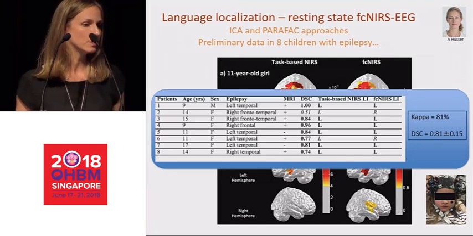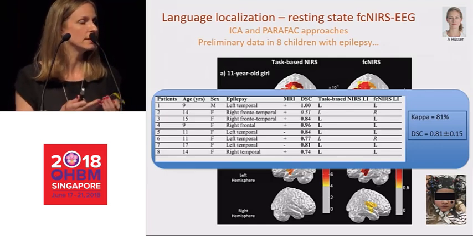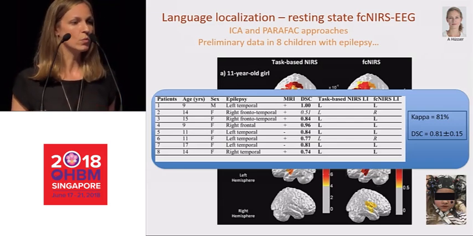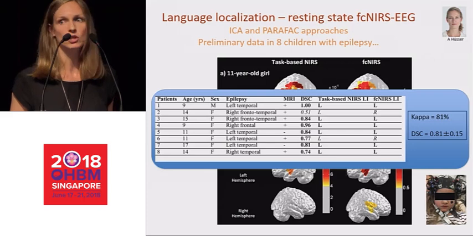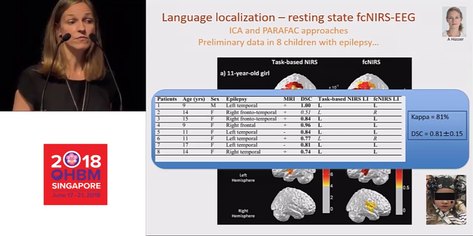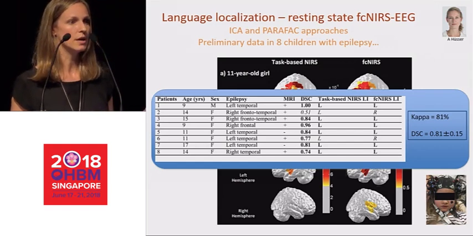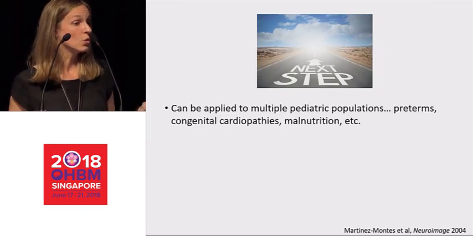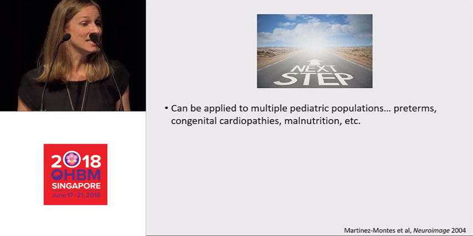So we are encouraged by the preliminary results that show the same kind of concordance as in healthy participants. So maybe we will be able to do resting state functional connectivity NIRS-EEG for the pre-surgical workup of very young children, younger children, and children with severe disabilities.